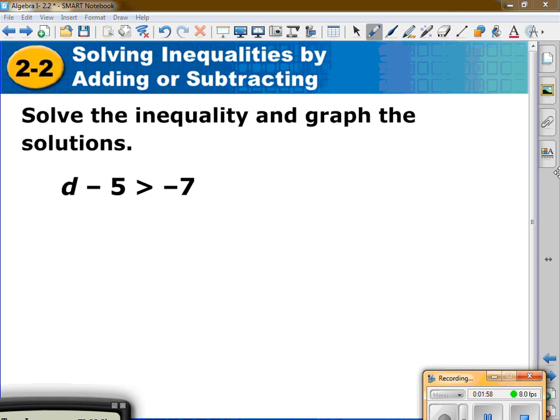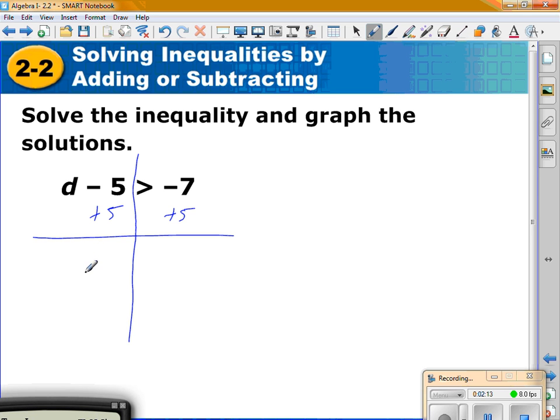For this problem, draw my wall. Variables on the left. How do I move the number? Add 5. B is greater than negative 2. So give me a number greater than negative 2. 3. What's 3 minus 5? Negative 2 is greater than negative 7.